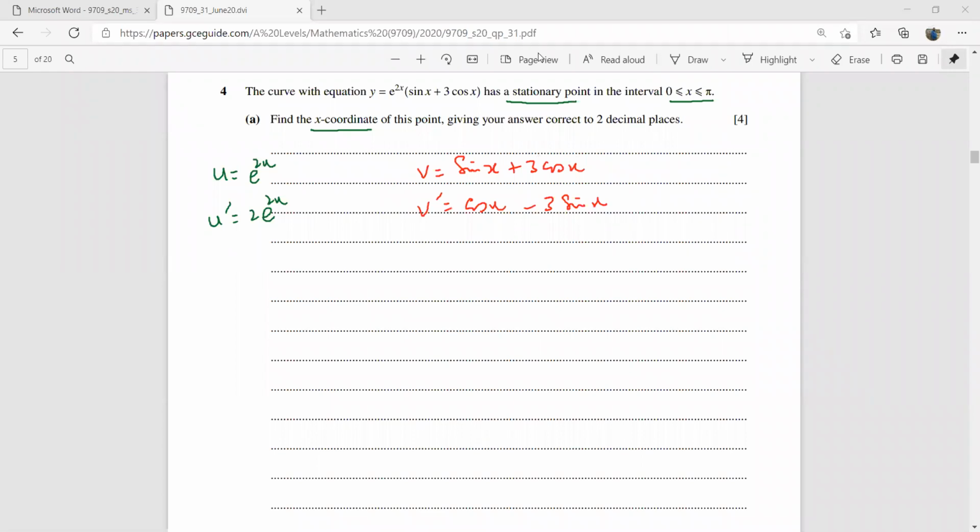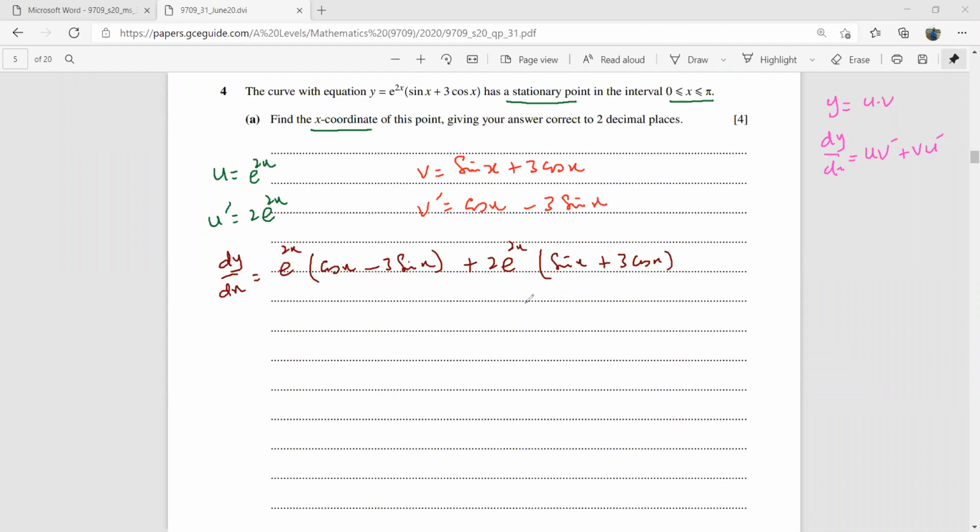While differentiating this, we know that if you have y is equal to u dot v, so your dy by dx is going to be uv dash plus vu dash. Okay, so let's do that. So we have dy by dx, uv dash, this is e raised to power 2x into this cos x minus 3 sine x, and then plus vu dash, that is 2 e raised to power 2x into the sine x plus 3 cos x.